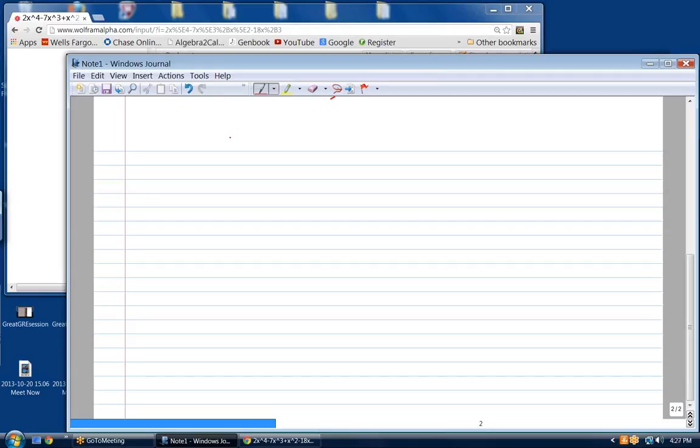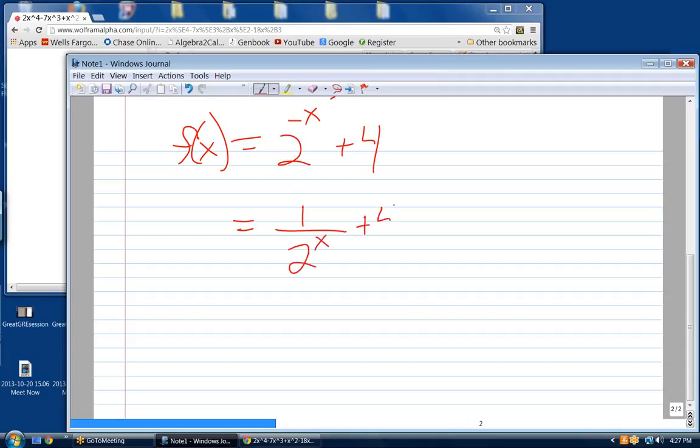Sketch the graph of each function, say its domain, range, and asymptote, and show the x and y intercepts. So the first equation is f of x equals 2 to the power of negative x plus 4. Okay. Let's rewrite that using a positive exponent: 1 over 2 to the x, plus 1. Okay. So they wanted the x and y intercepts and the asymptotes.